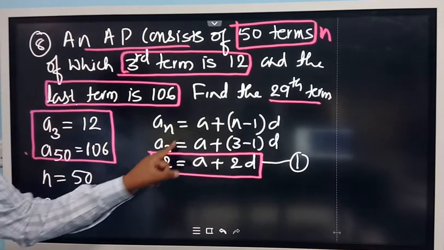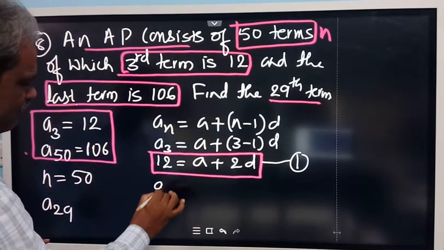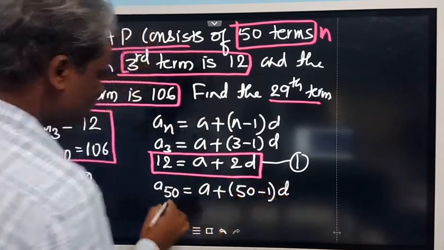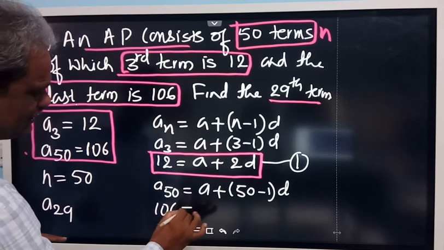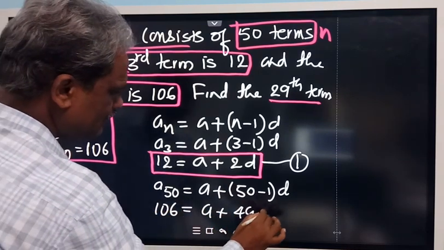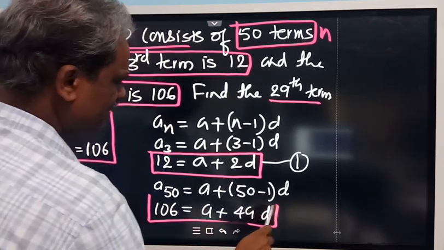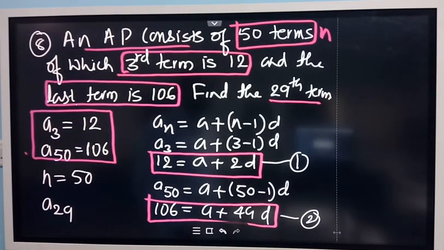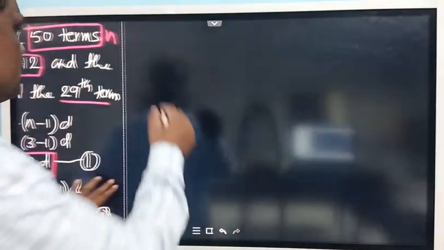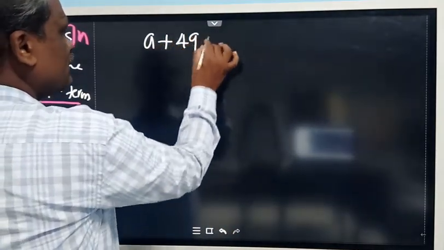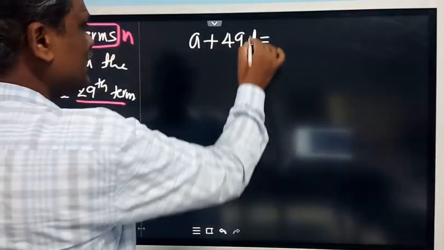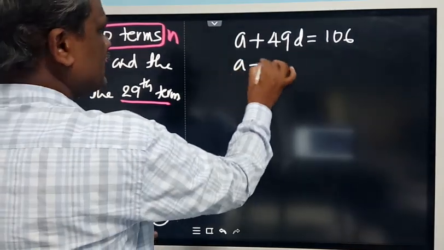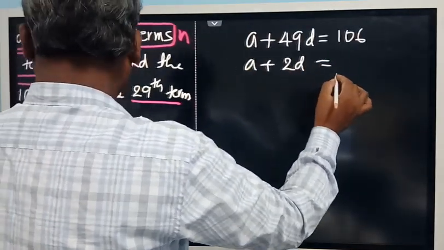Similarly, you substitute in the formula for A50. A50 will become A plus 50 minus 1 into D. A50 is already given as 106, so A plus 49D. This is the second equation. Let us solve these two equations. Write one below the other. First, A plus 49D is equal to the 50th term, 106. Then A plus 2D is equal to 12.